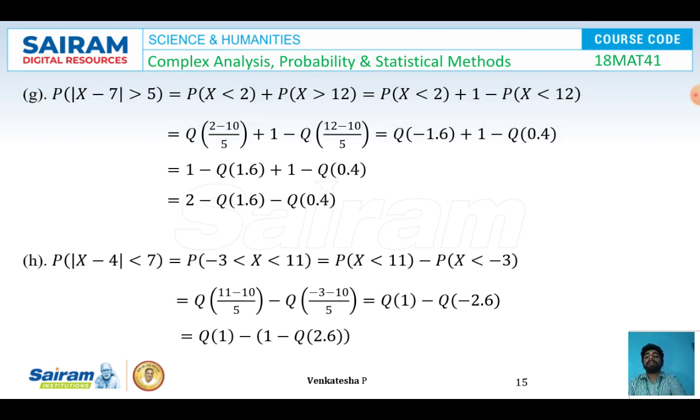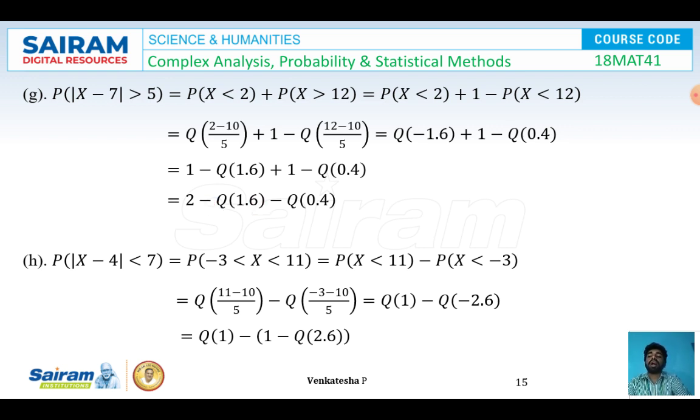Next one, p of mod of x minus 7 is greater than 5. Expanding this modulus, I'll be getting p of x less than 2 plus p of x is greater than 12. It will be equal to p of x less than 2 plus 1 minus p of x is less than 12. So I got q of (2 minus 10) by 5 plus 1 minus q of (12 minus 10) by 5. By simplifying, I got q of minus 1.6 plus 1 minus q of 0.4. By converting this one to positive, I got 1 minus q of 1.6 plus 1 minus q of 0.4, or it will be equal to 2 minus q of 1.6 minus q of 0.4.